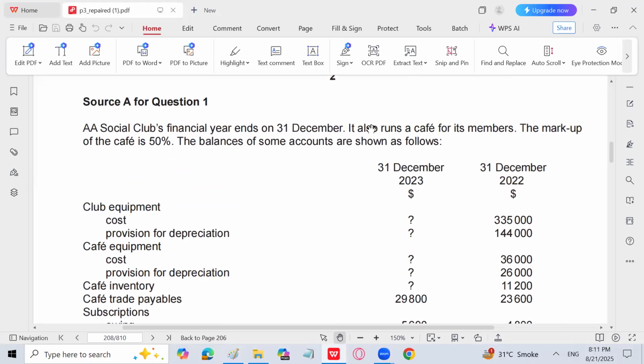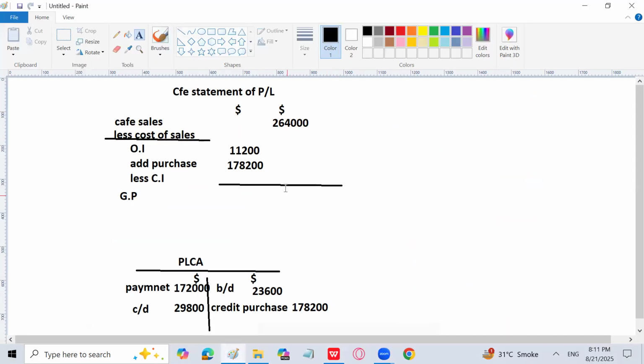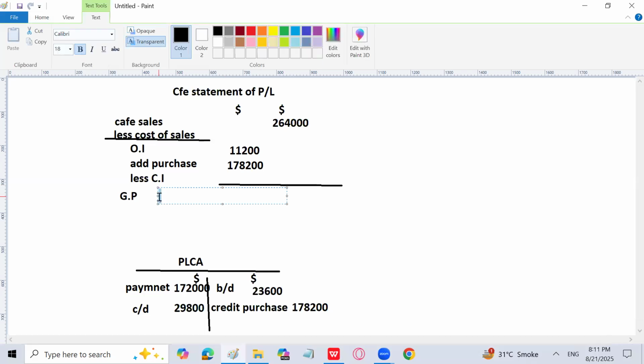So markup is given in the question. The markup of the cafe is 50%, right? Markup is always gross profit percentage on cost, but cost of sales is not given. So we have to convert markup into margin. What is the formula to convert markup into margin? Percentage over 100 plus percentage. So it will become 50 over 100 plus 50, 50 over 150.